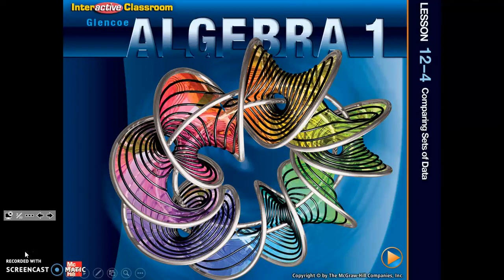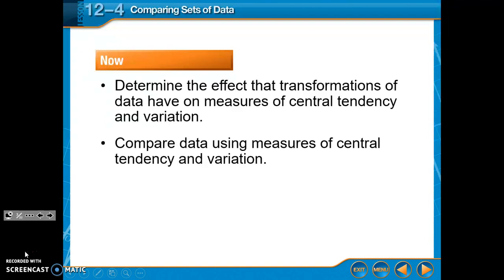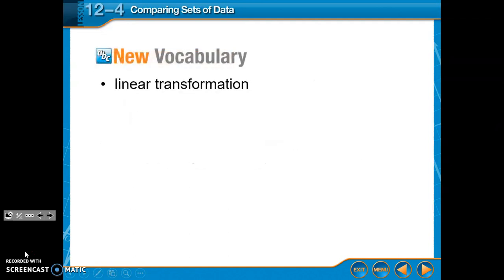Lesson 12.4 is on comparing sets of data. In this video, you will determine the effect that transformations of data have on measures of central tendency and variation, and compare data using measures of central tendency and variation. Okay, so vocabulary for this section is linear transformation.